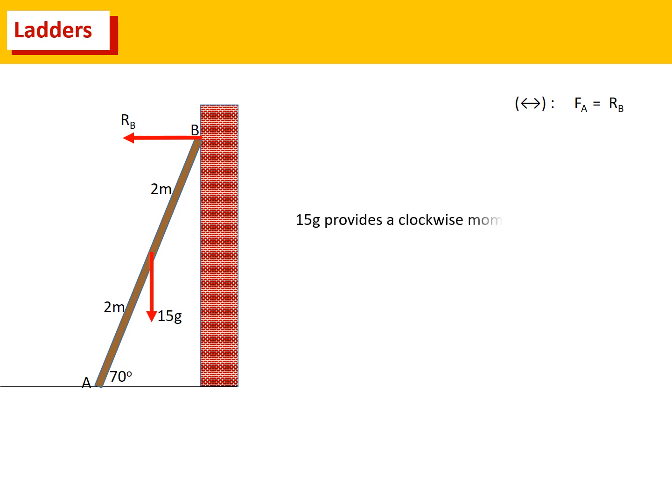So, the clockwise moment from the weight of the ladder, well, that's the line of action of the force. So we want the perpendicular from this line of action which passes through point A, which would be this distance where the red blob is across to point A, that perpendicular distance from the line of action. So that distance there is 2 cos 70. So the moment provided by the weight of the ladder is 15g times 2 cos 70.